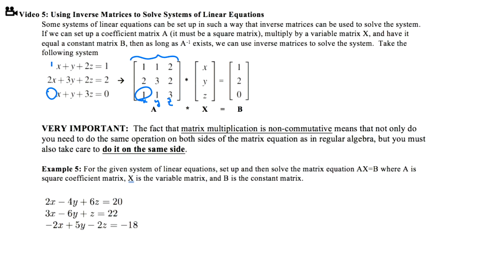So when you set this up, notice I've got this on the left side of the equal sign. All my x's are in a column, all the y's are in a column, and all the z's are in a column. And that allows me to set up this coefficient matrix. So that's what this says. If we can set up a coefficient matrix A, it must be square. It's got to be square because we're using inverse matrices to solve this, and in order to have an inverse, it must be a square matrix.